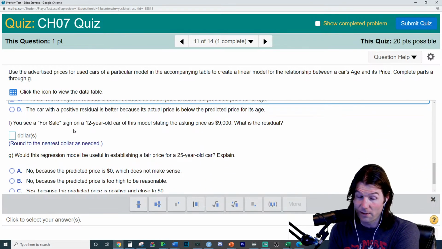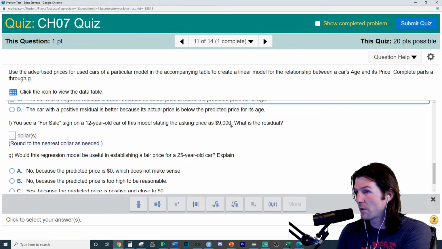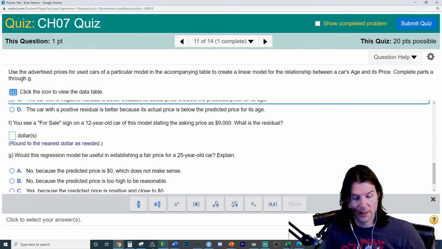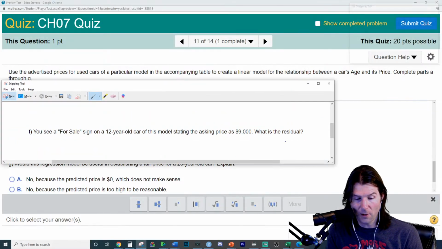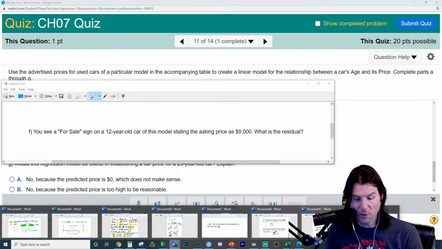You see this is a long question. You see a for sale sign on a 12-year-old car and the asking price is $9,000. What is the residual? So this is the actual price of the car. Let's go ahead and take the information we need to solve this. This is the actual price of the car, and we need to get the predicted price of the car.